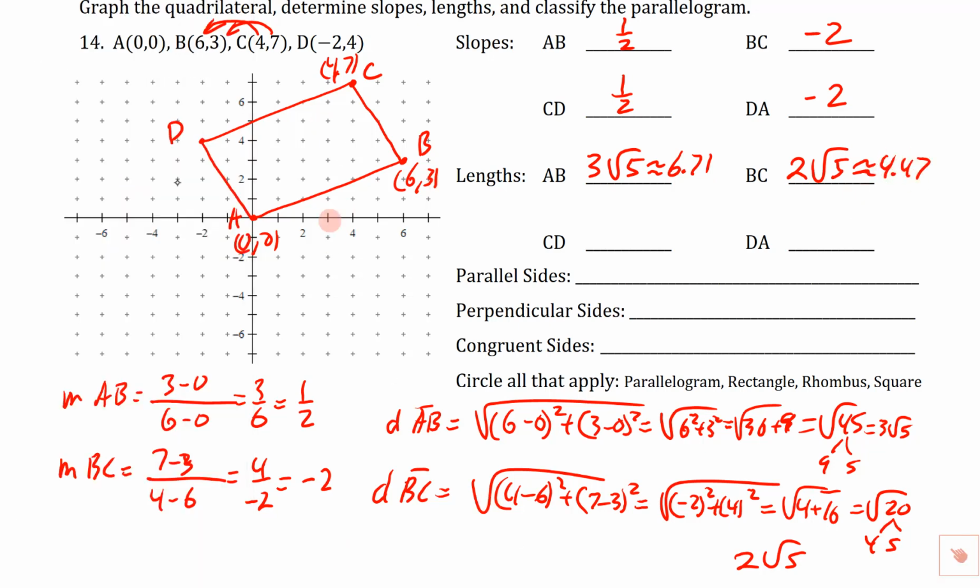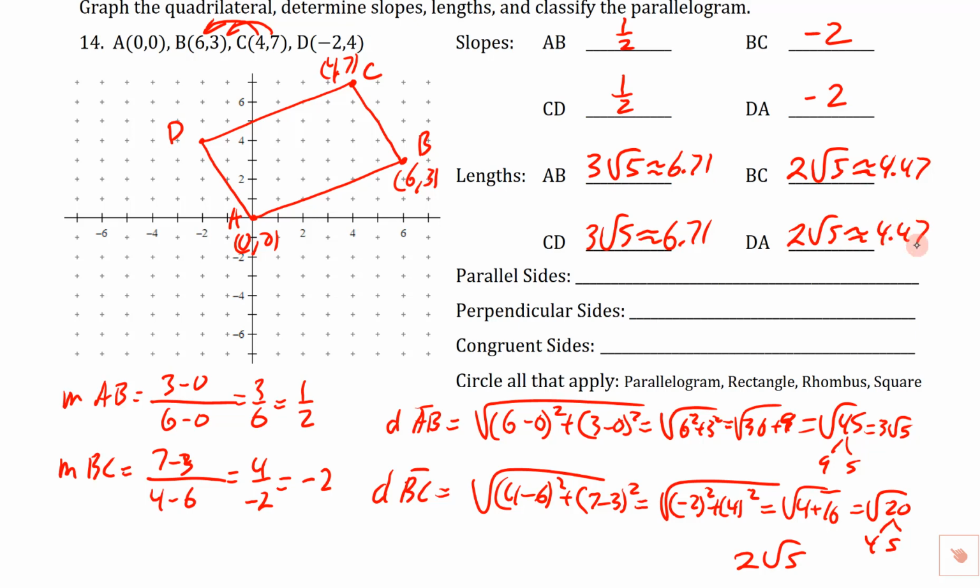Now, we'd have to show the work for the other two, but it's going to work out the same on each one of these. So this one's going to be for CD. This is going to be 3 radical 5, which is approximately 6.71. And then this one right here, again, 2 radical 5, which is approximately 4.47.